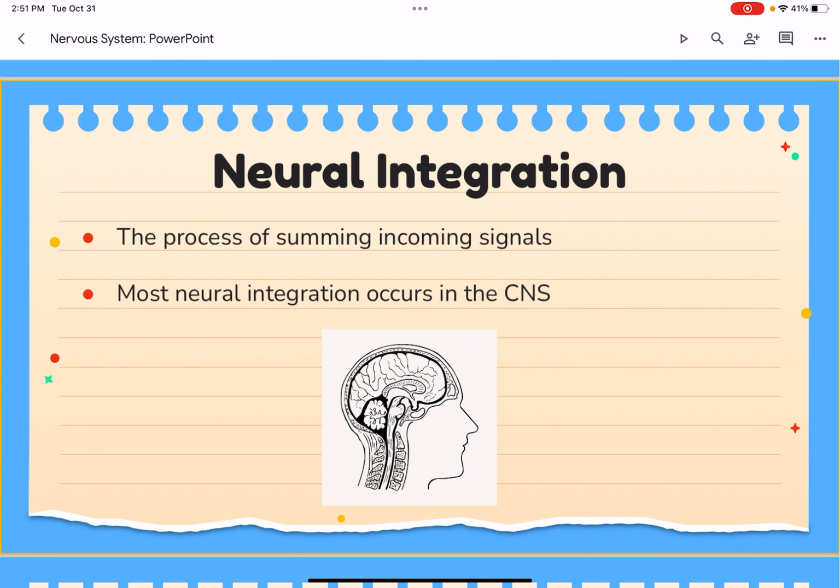Neural integration is the process of summing incoming signals. Most neural integration occurs in the central nervous system. This is because more than 90% of the neurons in the body are located in the central nervous system.